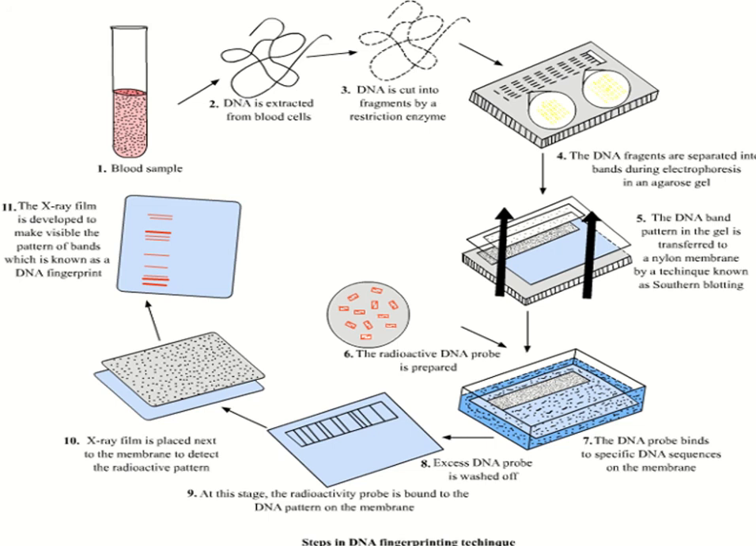Then the radioactive DNA probe is prepared. Now the probes bind to the specific DNA sequences on the membrane. Then the excess DNA probe is washed off, and at this stage the radioactive probe is bound to the DNA pattern on the membrane. X-ray film is placed next to the membrane to detect the radioactive pattern, and the X-ray film is developed to make visible the patterns of bands, which is known as DNA fingerprint.